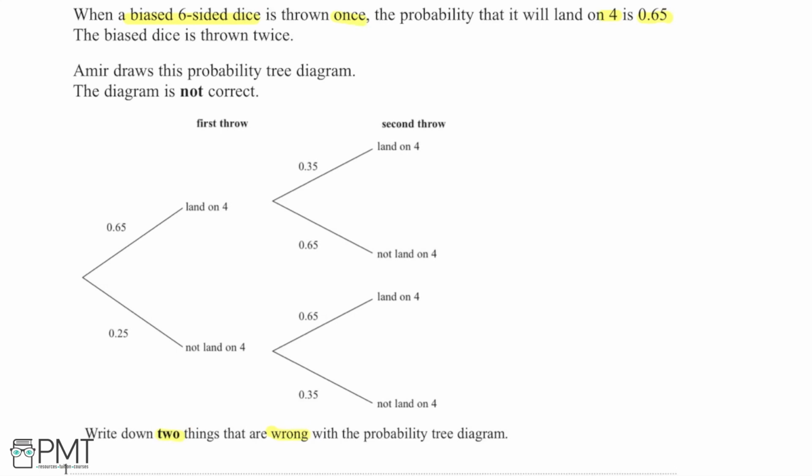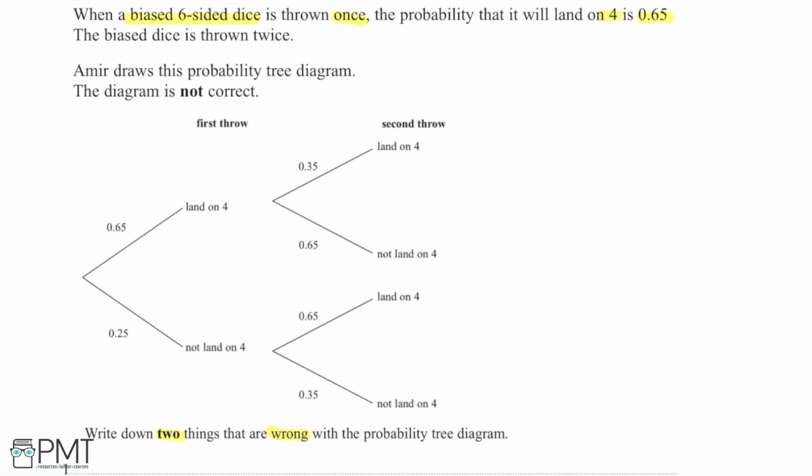The sum of their probabilities must be 1, as these are the only 2 things that can happen. So if I have a look at the first branch, we have 0.65, which, yes, it says in the question, is the probability it lands on a 4. However, here we have 0.25 that it doesn't land on a 4. Add these together, and we're not going to get a total of 1. We're going to get 0.9. So that's the first thing that is wrong with this diagram.